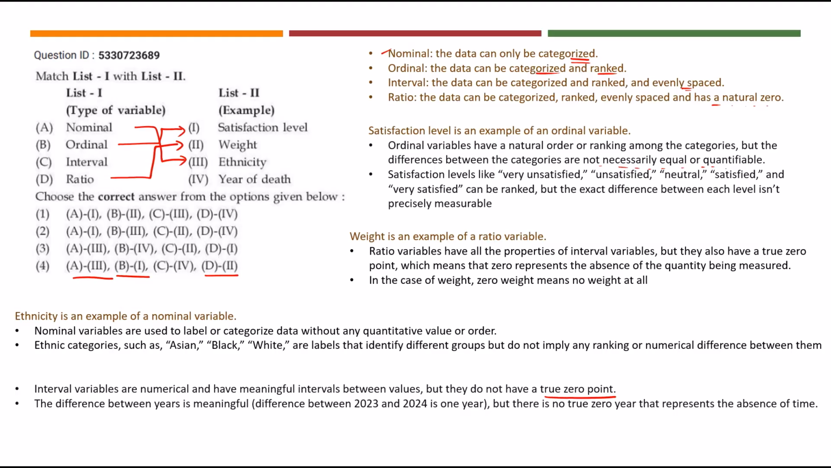If we say there is 0 year, it has no meaning there, because if you don't mention it in year, you can mention it in months. When you don't mention it in months, you can mention it in weeks or days. So here they say there is no true 0 year that represents the absence of time. Between last year and this year, there is 1 year gap. This is how we can say. So year of death is an example of an interval variable. C will be mapping to 4. Option number 4 will be the right answer.